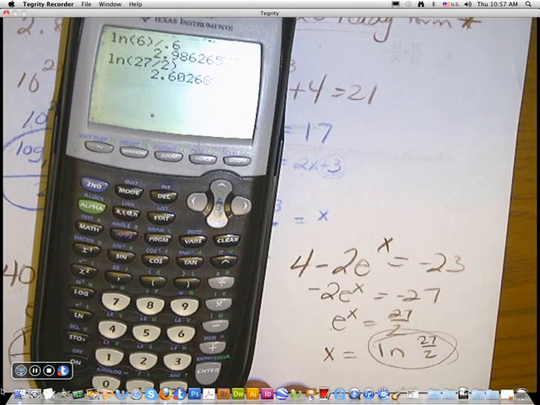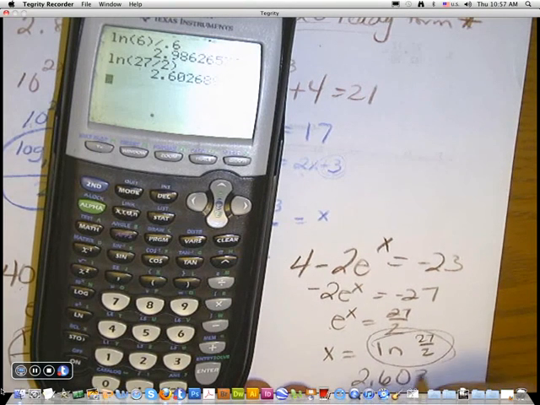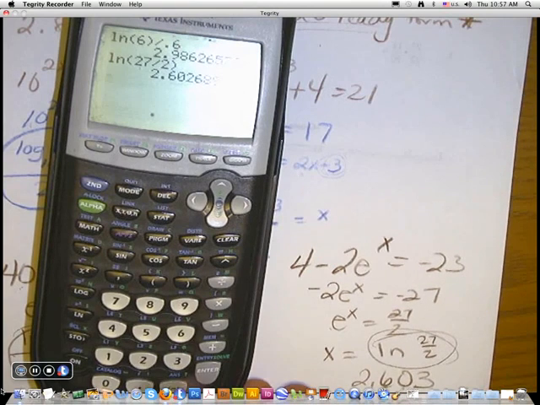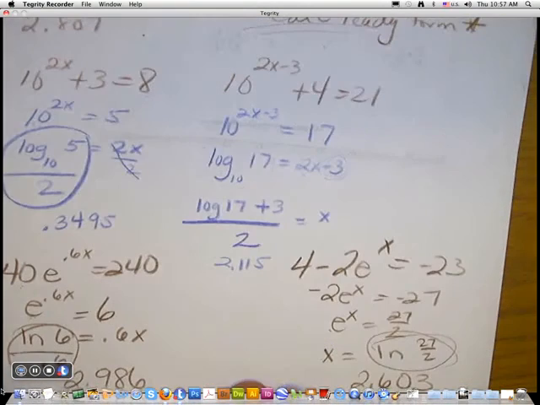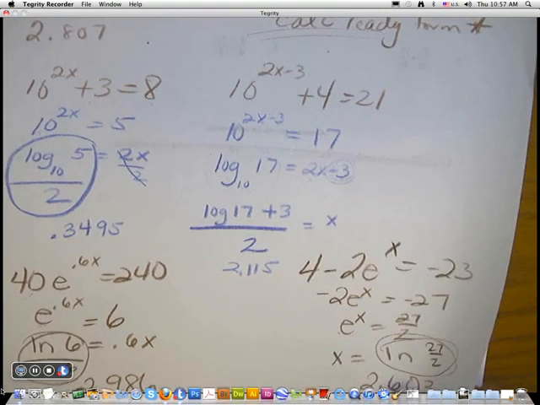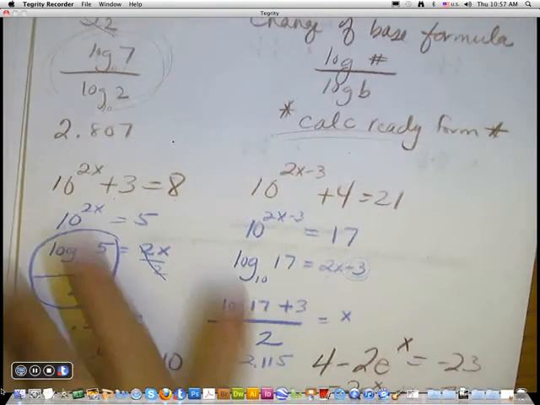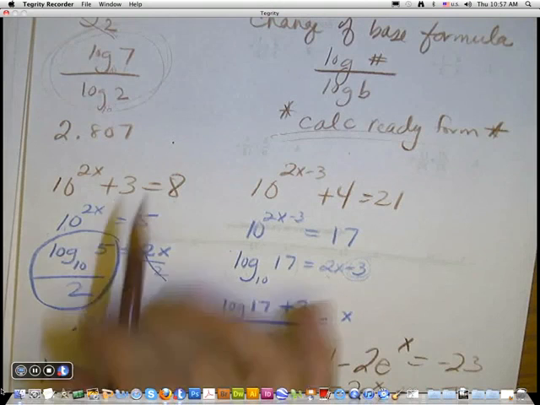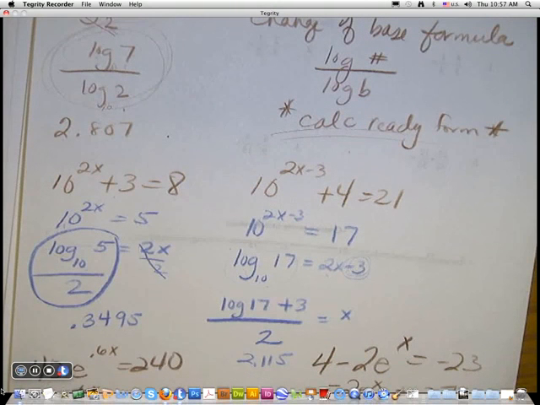And then 4 significant digits, 2.603. Make sure we're rounding correctly and completely. So 2 things are part of log number 5. Make sure that we can change things to the like basis. And if we can't get a like basis, that we need to use our log transformation and possibly a calculator ready form.